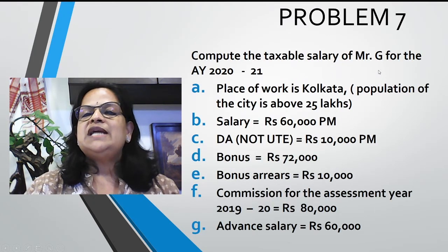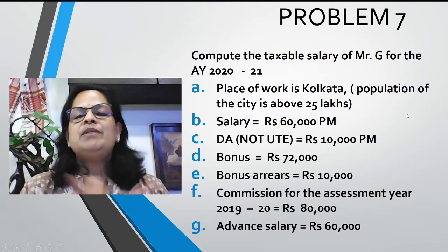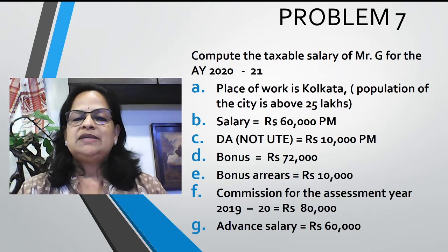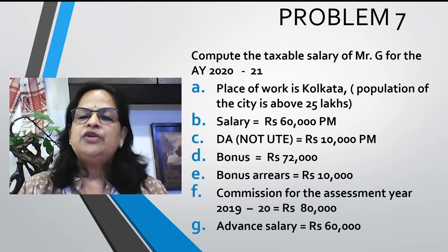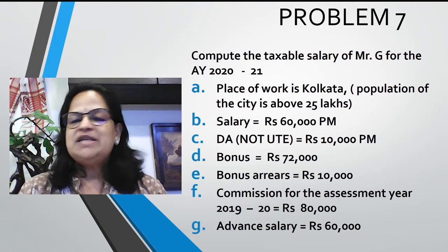Now problem number 7. Compute the taxable salary of Mr. G for the assessment year 2021. Place of work is Kolkata. Population of the city is about 25 lakhs. So RFA computation will be there. Kolkata is there and population of the city is 25 lakhs. Salary 60,000 per month. DA, which is not entering into retirement benefits, 10,000 per month. Bonus is rupees 72,000.